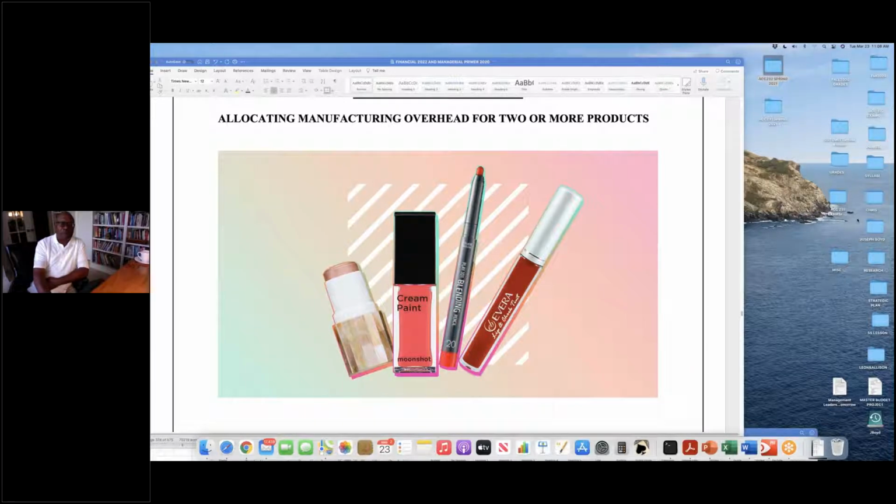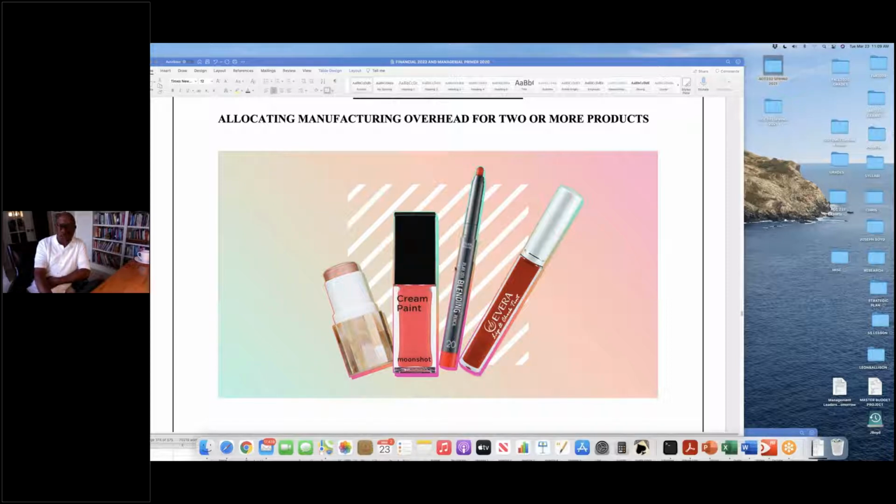Okay, so we finished job order costing. We took a little bit of time to make sure everybody could get that done. And so now we move to joint product costing, where we have to cost more than one product.